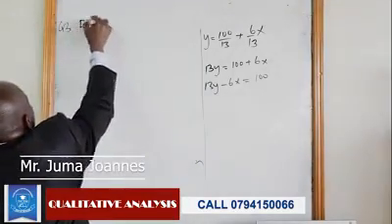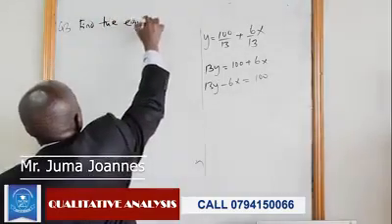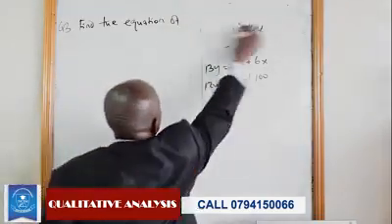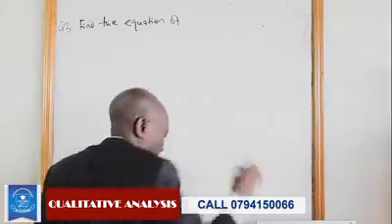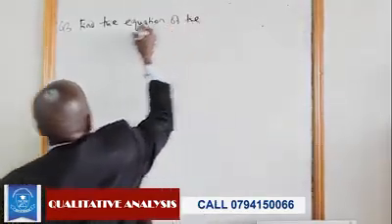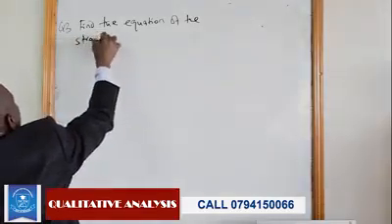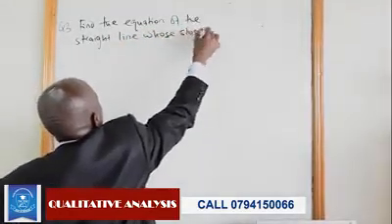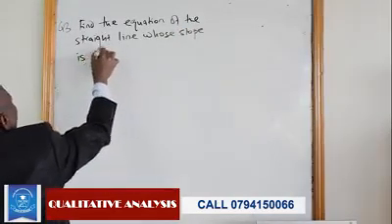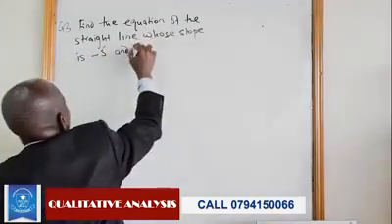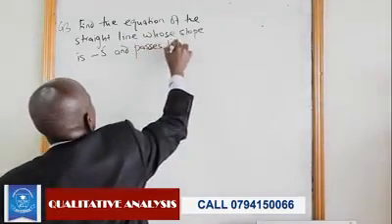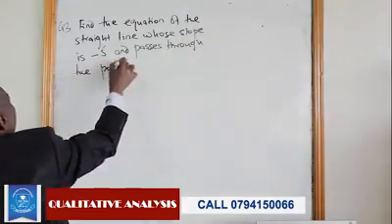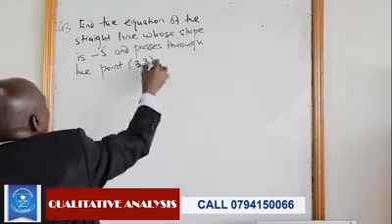Find the equation of the straight line whose slope is negative 5 and passes through the point 3, 3.